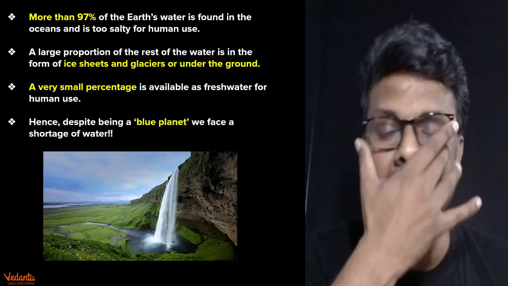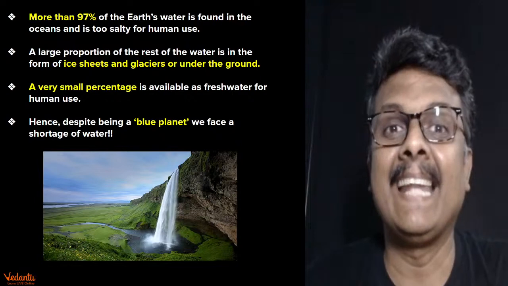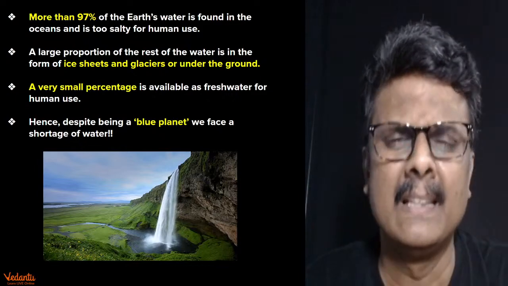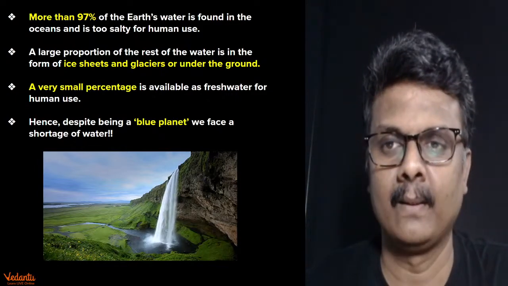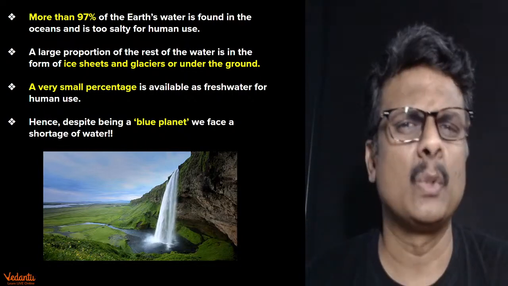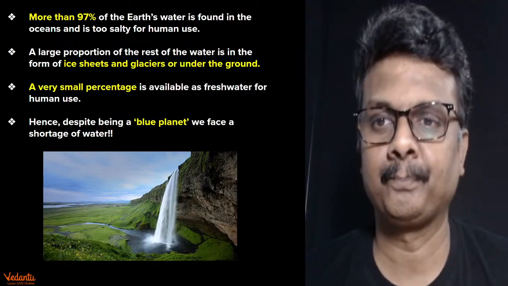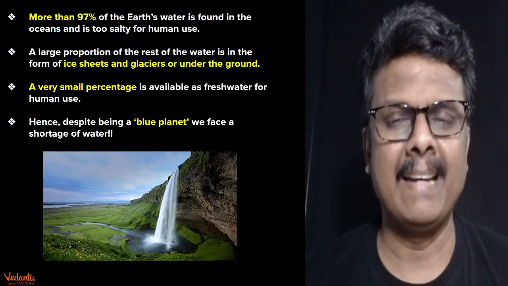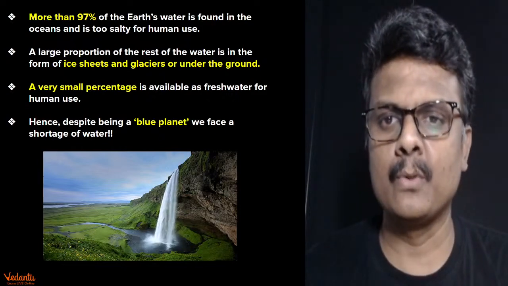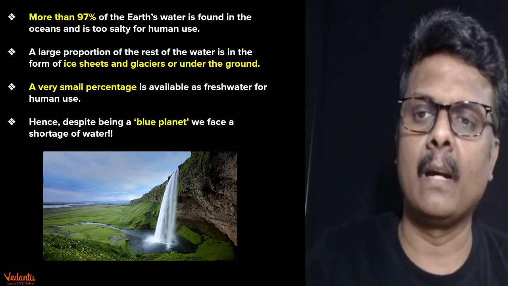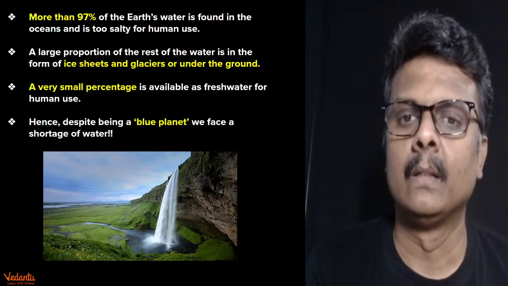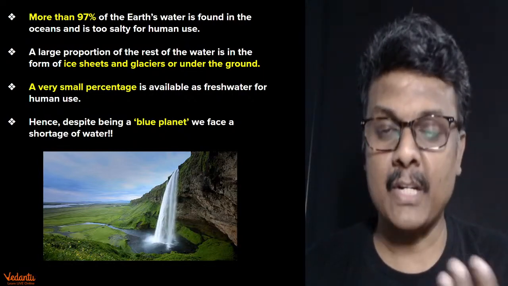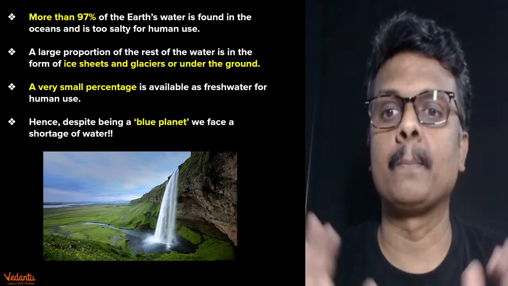So 97, guys, one thing you have to remember. 97% of Earth's water is unusable because it is from oceans and it is saline, too salty. More than 97%. So only 3% is usable. A large proportion of the rest of the water is there as ice sheets, which is again not usable, glaciers and under the ground. Only a very small portion, present as fresh water in rivers, etc., is usable.